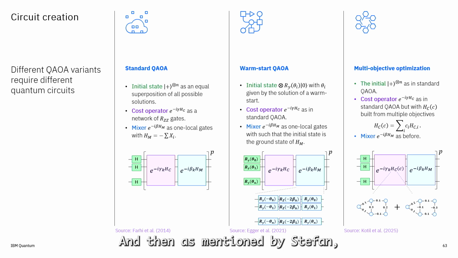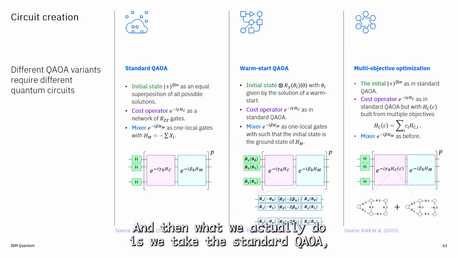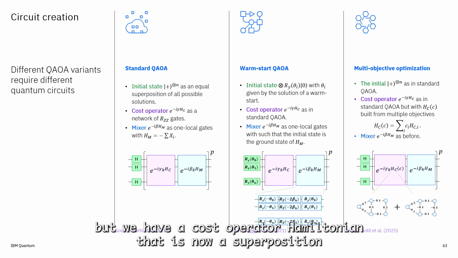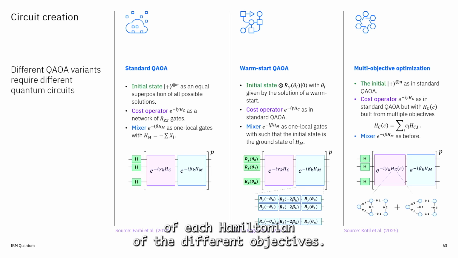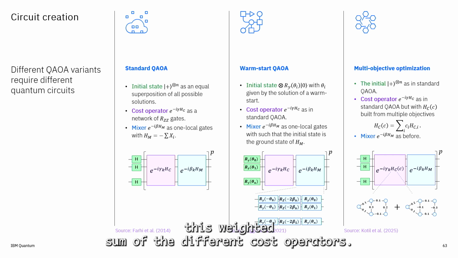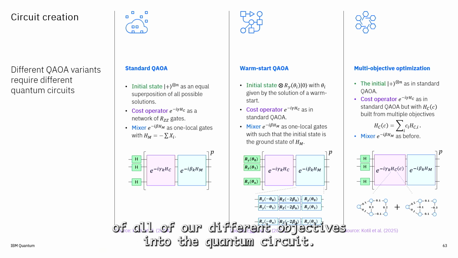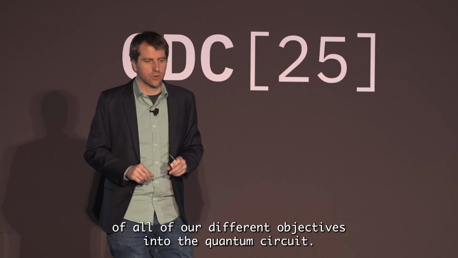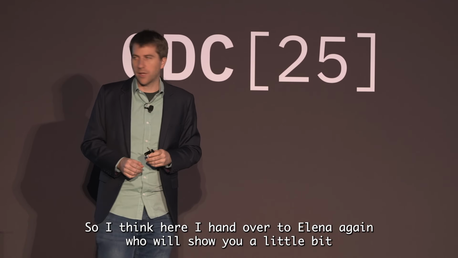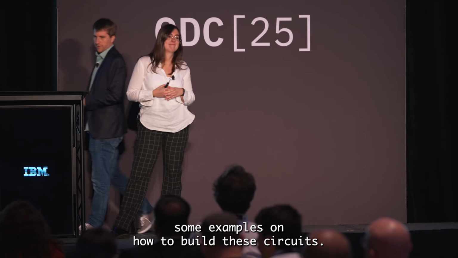Then, as mentioned by Stefan, we looked recently into some multi-objective optimization. There, we take the standard QAOA, but we have a cost operator Hamiltonian that is now a superposition of each Hamiltonian of the different objectives. You can see here that we are building this weighted sum of the different cost operators, and then these get exponentiated. So it's a way of bringing the structure of all of our different objectives into the quantum circuit. I think here I hand over to Elena again, who will show you a little bit some examples on how to build these circuits.